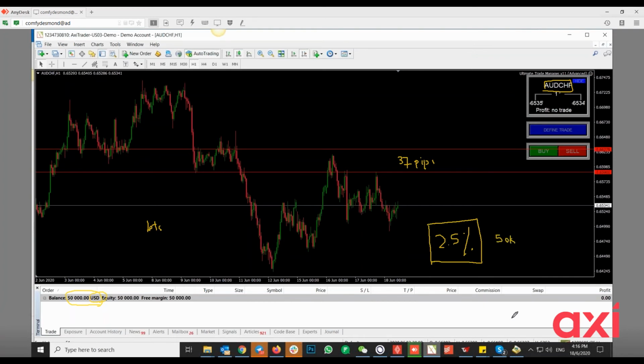So I think 2.5% is, I don't know, I'll figure that out later. Okay, we got some answers coming in. I'm not going to say them yet. Yeah, it's equivalent to 1250 exactly. You are right, Spectrum. So we want to risk $1,250 with this 37 pip stop loss. What is the lot size we need to use?